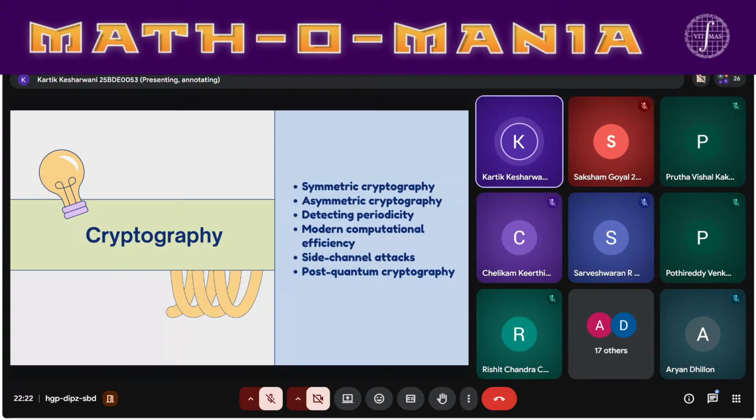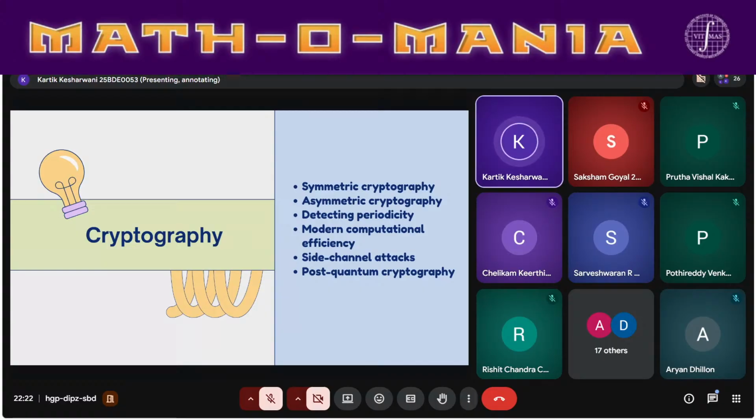Another major application is in side channel attacks, where attackers do not directly break the encryption algorithm, but instead analyze physical signals like power consumption, electromagnetic waves, or timing information from a device. These signals can be transformed using Fourier analysis to identify patterns and extract secret keys. This shows that Fourier analysis is not only useful for building cryptographic systems but also for breaking them down.